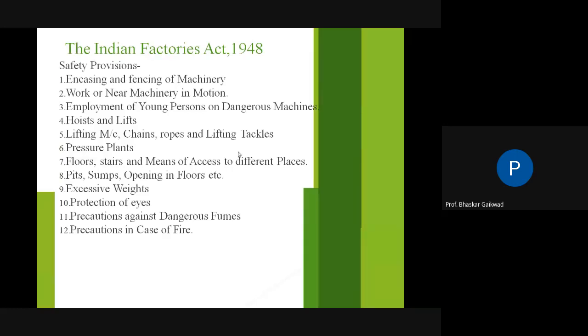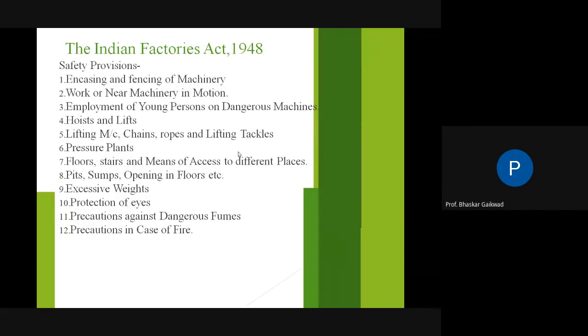Lifting machines, chains, ropes, and lifting tackle should be there. Pressure plant should be there, and the pressure should be adjusted. Sprayers means access to different places. Then there should be color coding systems on this. Excessive weight should be avoided. There should be protection to their eyes.